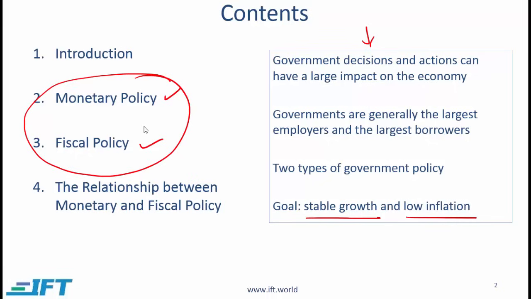The way this reading is organized, Section 2 describes monetary policy in a fair amount of detail, Section 3 covers fiscal policy, and then Section 4 is a short section which talks about the relationship between monetary and fiscal policy.